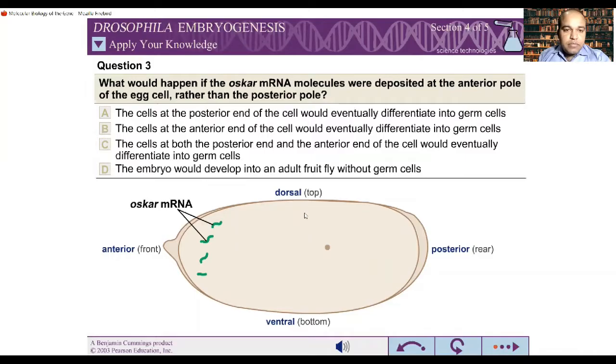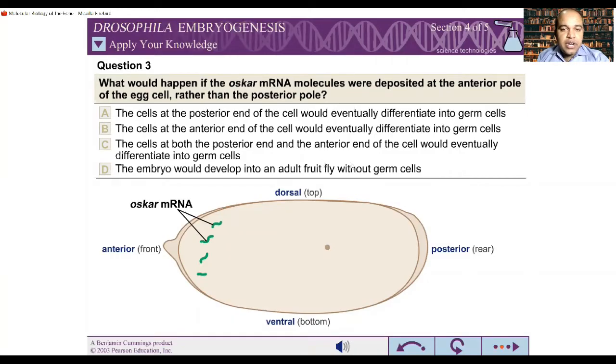Okay, so let us have a look. The cells at the posterior end of the cell would eventually differentiate into germ cells. The cells at the anterior end of the egg would eventually differentiate into the germ cells. See, this anterior part of the egg is having the Oscar mRNA. So it is this anterior part that will be differentiated into the germline cells. So I will put the answer on B.